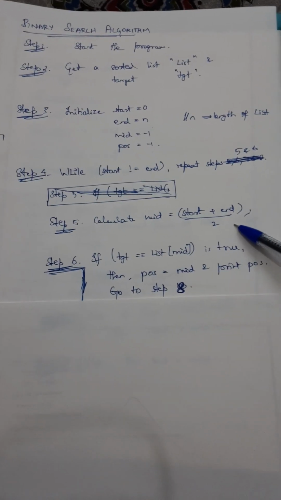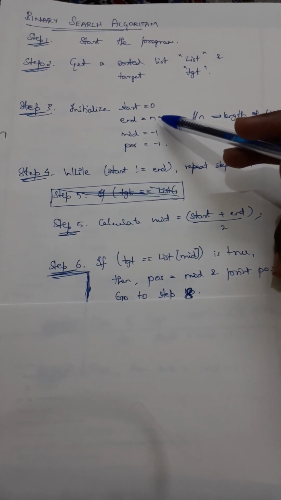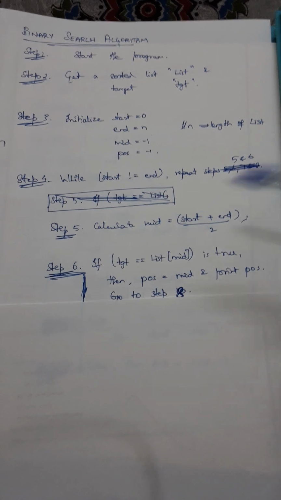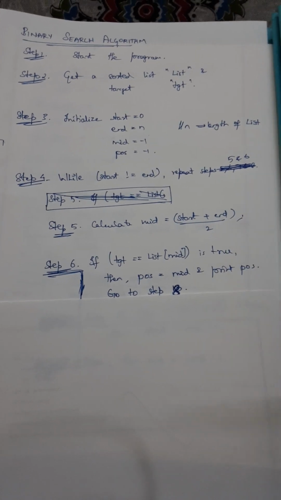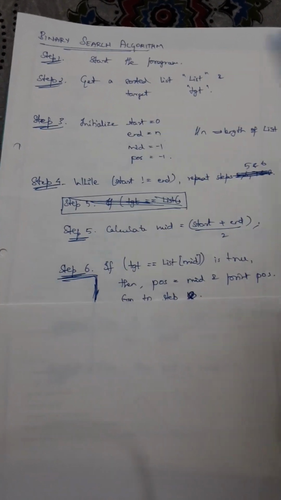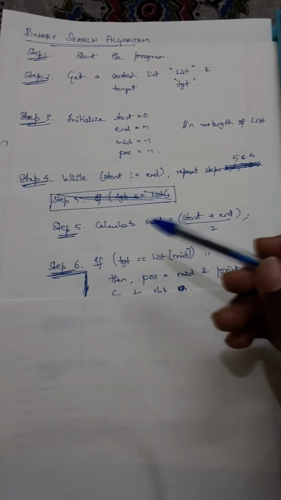So now inside the loop, we have step 5, calculate mid is equal to start plus end divided by 2. So now we're calculating it. Here in this case it will be 0 plus n, whatever value that is. So 0 plus n divided by 2, assuming n is like 5. 0 plus 5 divided by 2. 5 by 2 will be 2.5. Since it's an integer, it will take it as 2. So we'll be calculating mid right here.